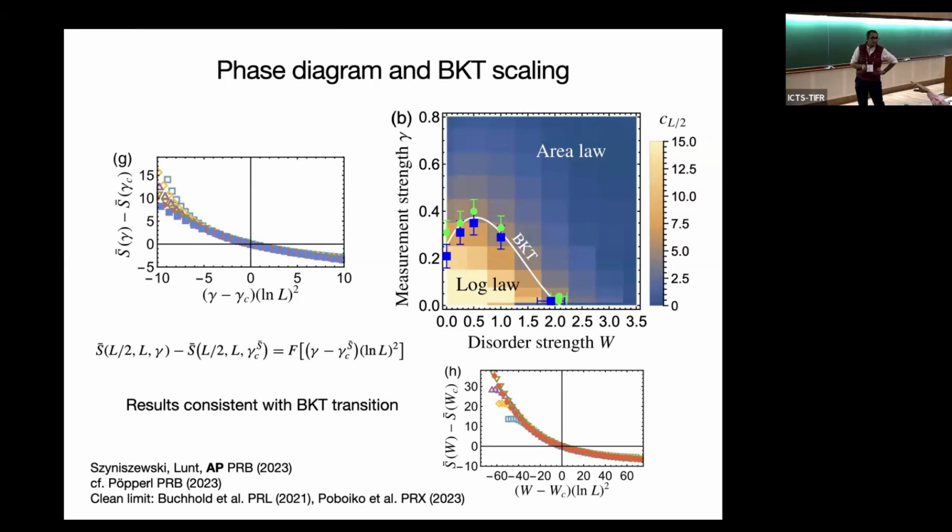Dynamics data. What happens if you calculate the von Neumann entropy as a function of time? What is the behavior you see? Do you see log t? No, there's no log t. Does it go as t?